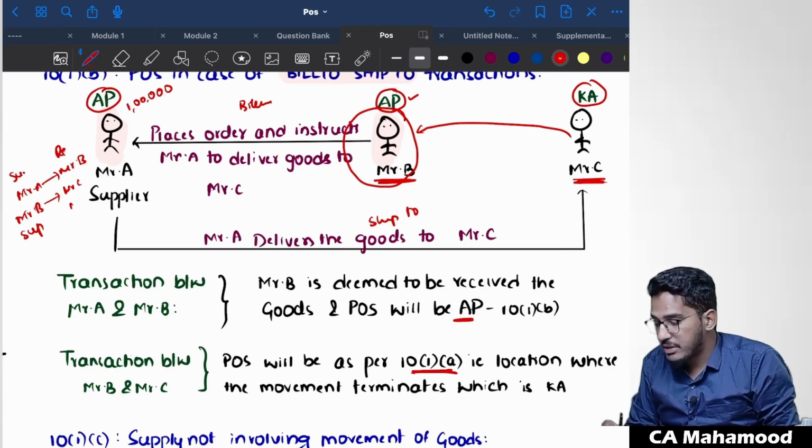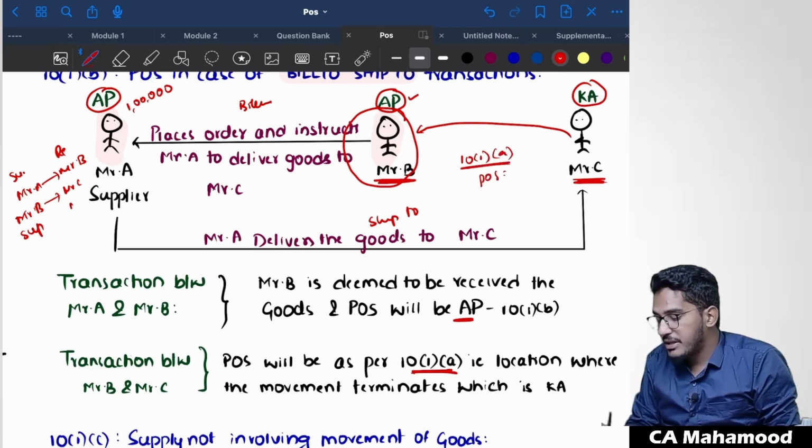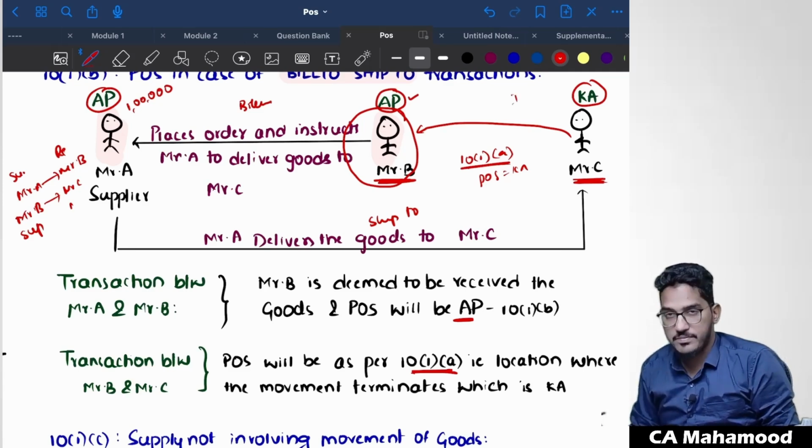The movement is coming to an end at Karnataka. So in case of the transaction between Mr. B and Mr. C, it will be governed by section 10 subsection 1 clause A, and as per that rule, the place of supply will be Karnataka. So whatever invoice Mr. B will give to Mr. C, in that he will charge IGST. Able to understand? Hope you guys are able to understand.